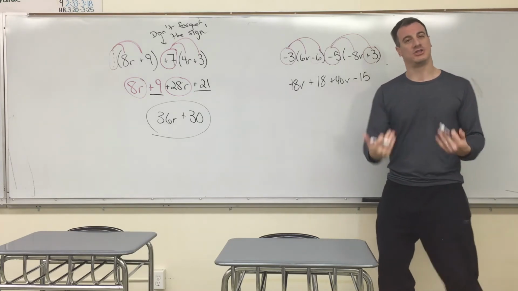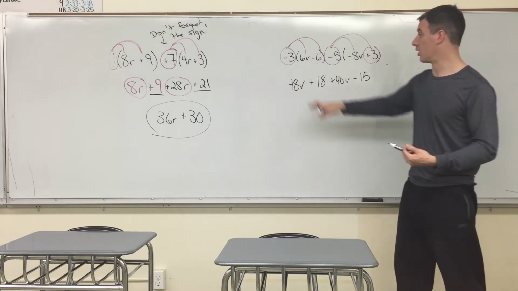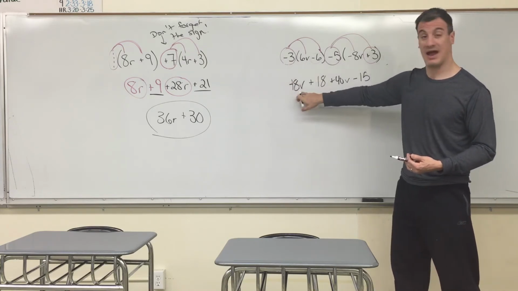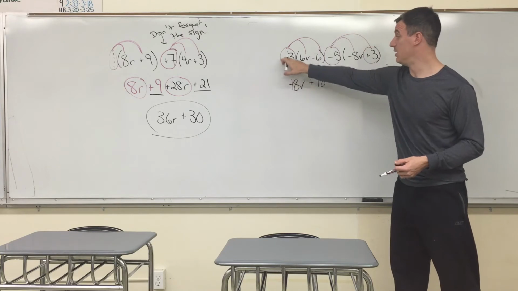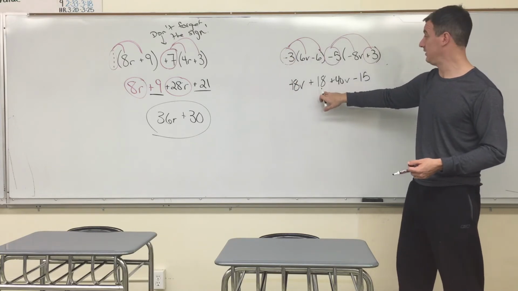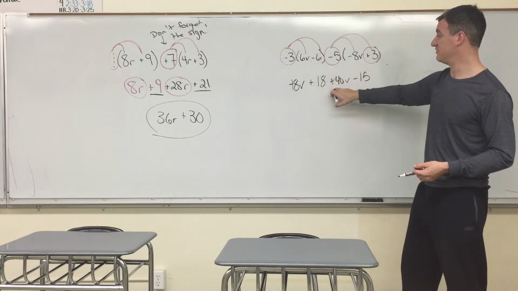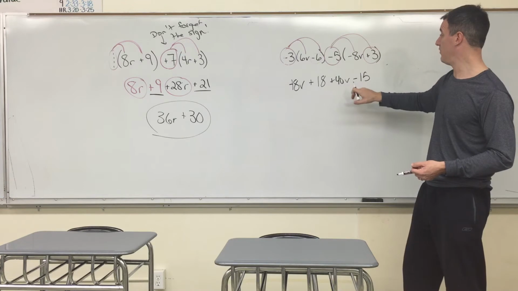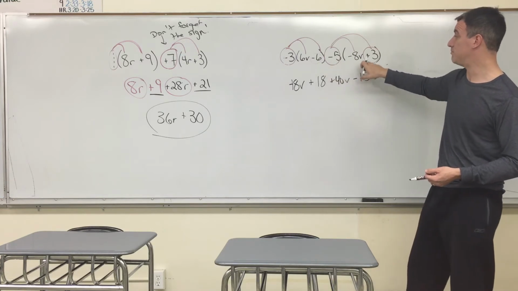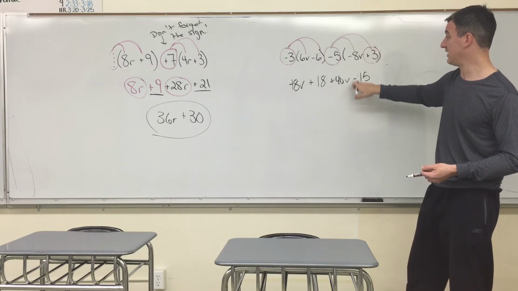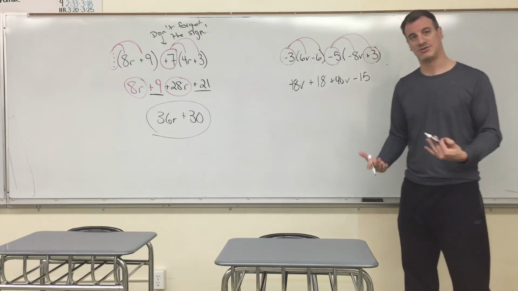It never hurts to go back and just double check your work. Negative times positive is negative, 3 times 6, 18. I have my v, I'm good there. Negative times negative is positive, 3 times 6 is 18. Negative, negative is a positive. 5 times 8 is 40. Brought my v with it. Negative 5 times positive 3 is a negative 15. All right, so I've checked that.